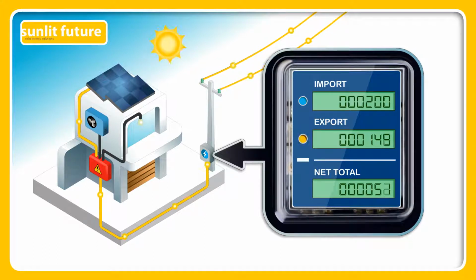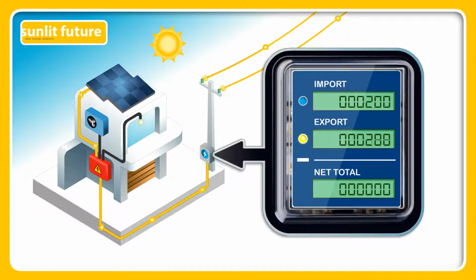The consumer is presented a bill at the end of a billing cycle. The total bill amount is the amount of imported electricity reduced by the amount of exported electricity. The result is shown in the net total display. When the system is exporting electricity, the meter is running backwards.